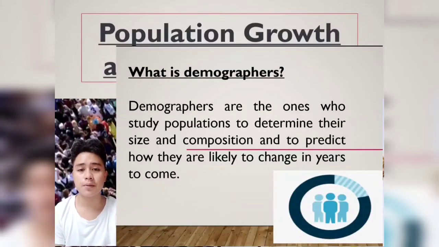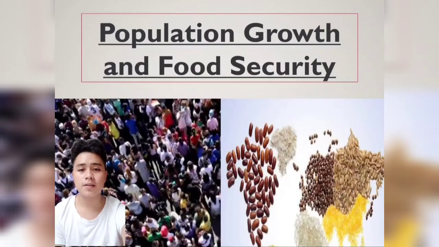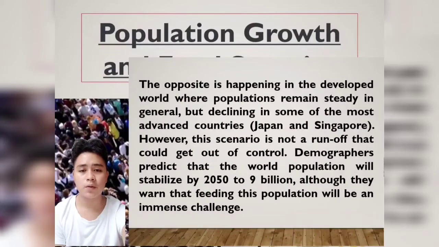Demographers are the ones who study population to determine its size and composition and to predict how it is likely to change in years to come. Demographers said that several countries will triple their population, especially in developing countries, but the opposite is happening in the developed world, where population remains steady in general, but is declining in some of the most advanced countries like Japan and Singapore. However, this scenario is not a runaway that could get out of control.